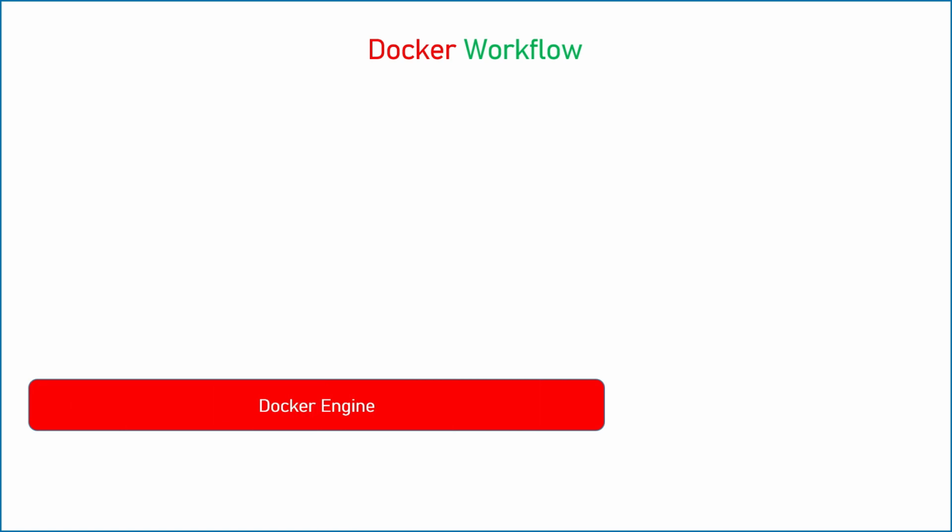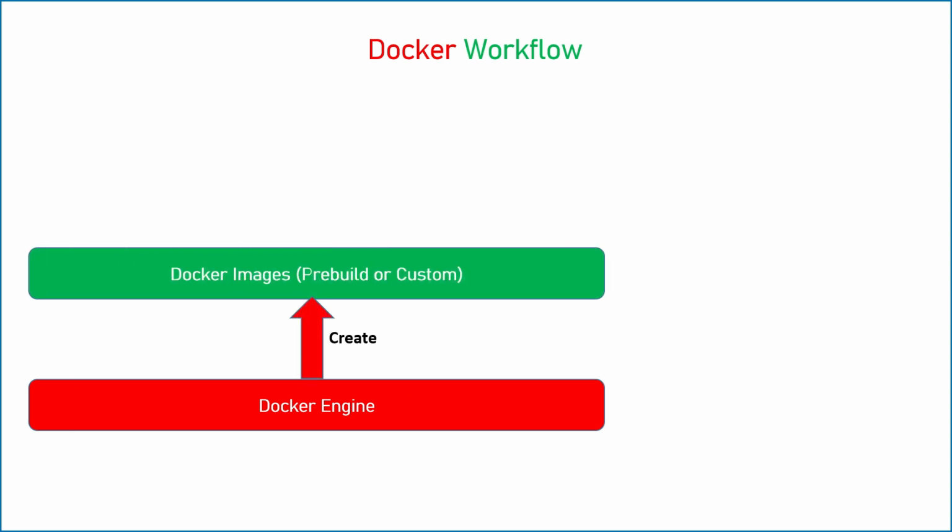Okay. So the first thing that we have in Docker is the Docker engine, right? The Docker engine is called the heart of Docker, which is the main platform or the main software of Docker that you need to install in your host operating system, right?